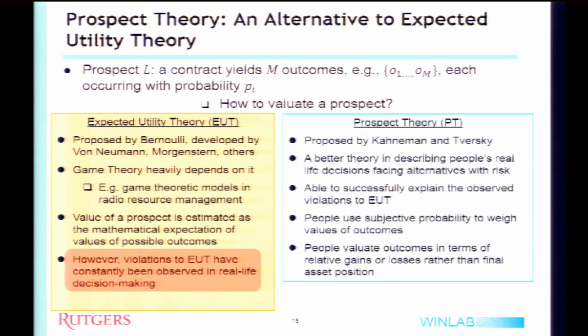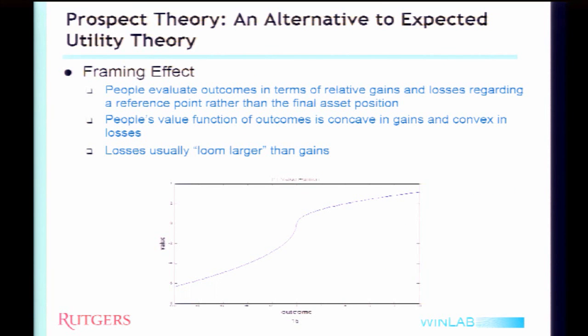There are two major features of PT. The first is that people have very poor judgment over probability, so they subjectively transform the objective probability to some subjective value. The second is that people evaluate outcomes in terms of relative gains and losses according to a reference point rather than the final asset position. Let me explain in detail. The framing effect corresponds to the second feature.